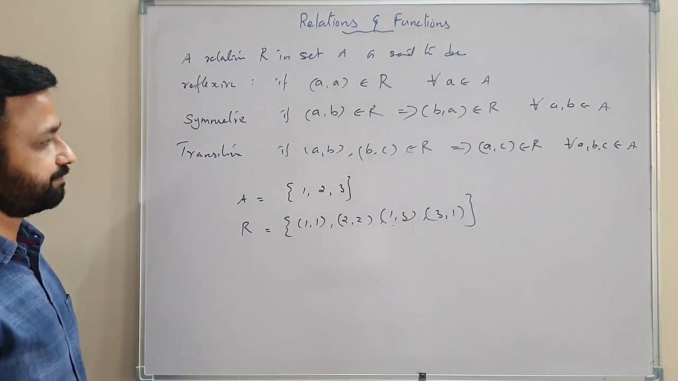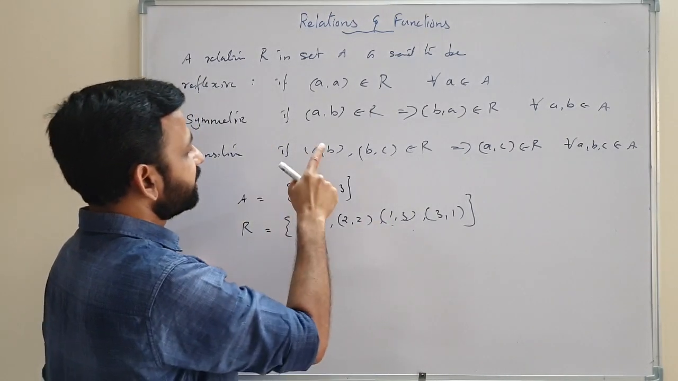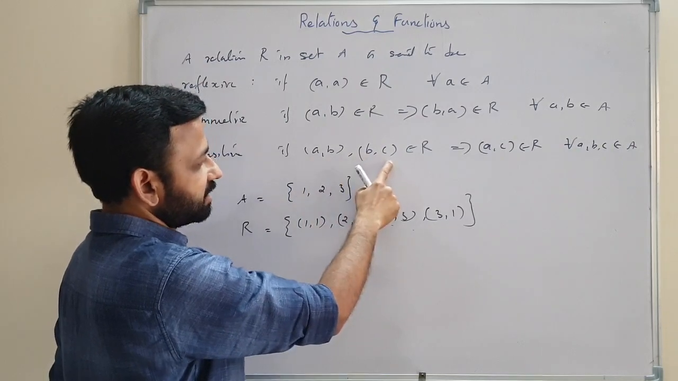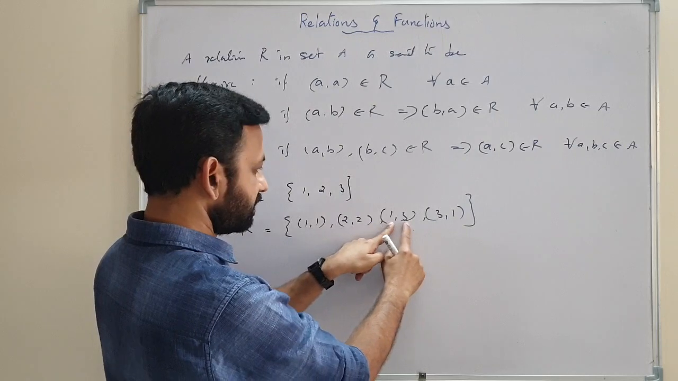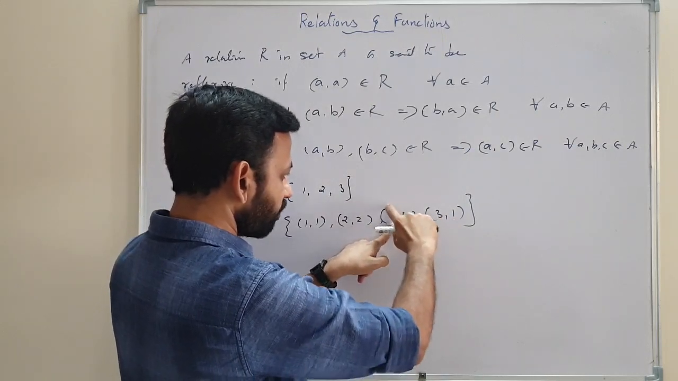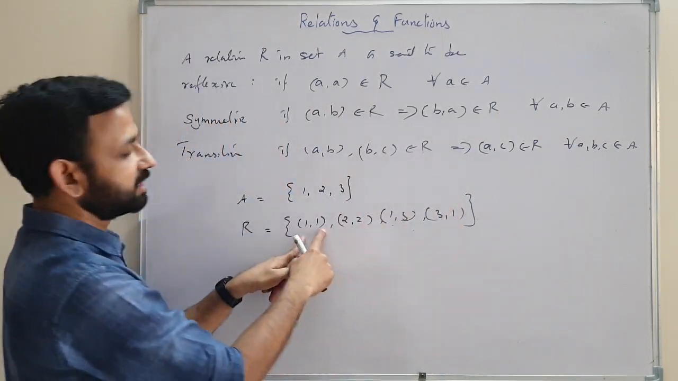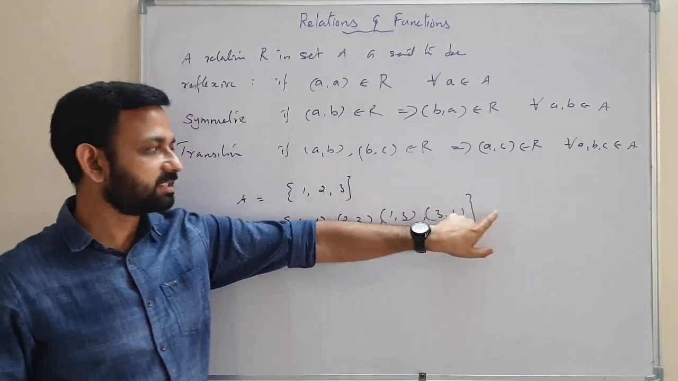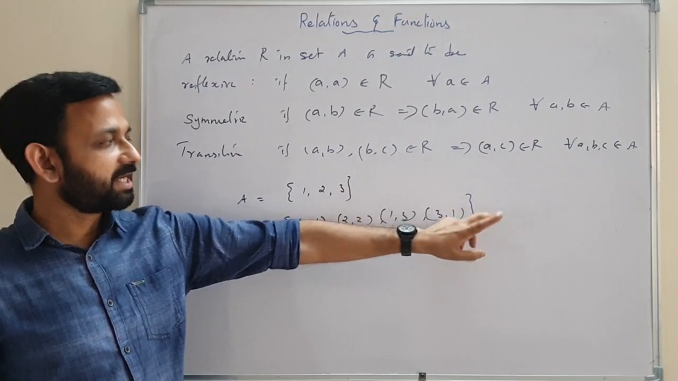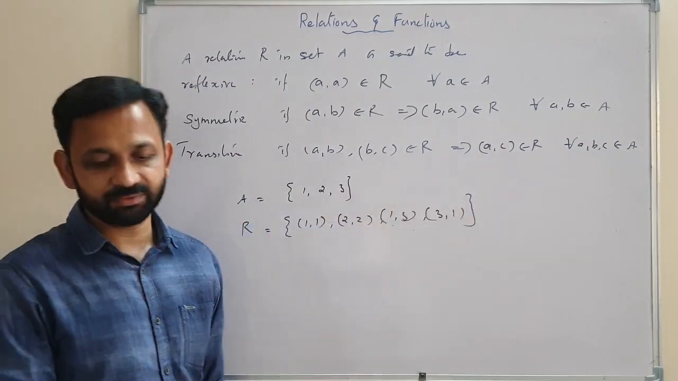And transitive. If (a, b) and (b, c), then (a, c) should be there. So here (1, 3), then (3, 1), then (1, 1) should be there. Yes, (1, 1) is there. So that condition is satisfied. So this relation is not reflexive, but it is symmetric and transitive.